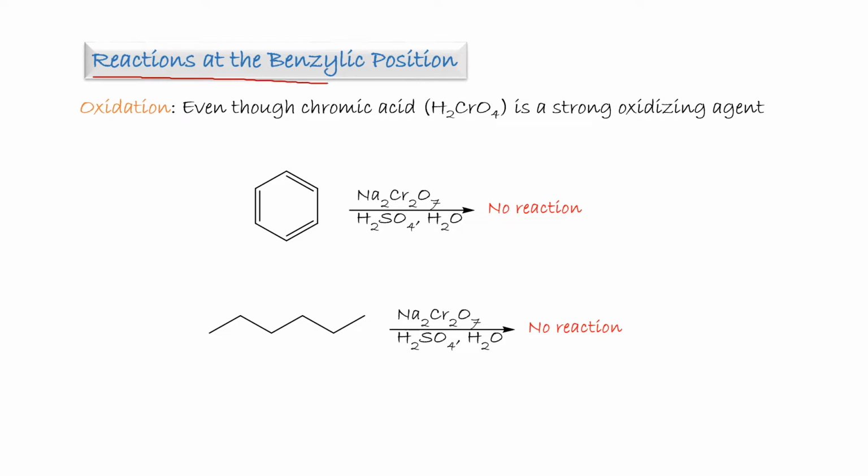Reactions at the benzylic position. Oxidation. Even though chromic acid is a strong oxidizing agent, it doesn't oxidize benzene or alkane. So benzene with chromic acid, no reaction. Hexane, chromic acid, no reaction.